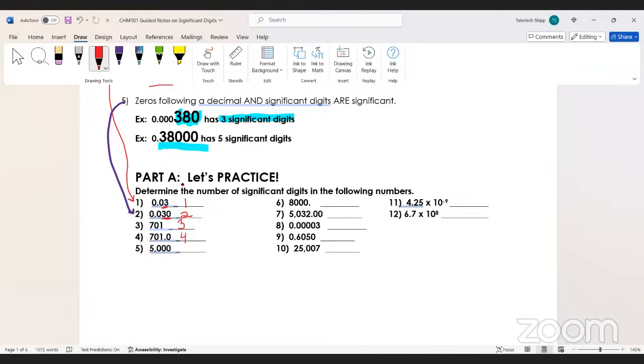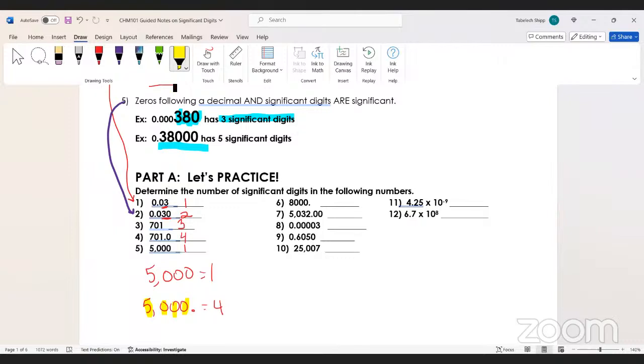Now, in number 5, we have 5,000, okay? But without the decimal. 5,000 without the decimal means we have 1 significant digit. So if I gave you 5,000 here, like in number 5, I only see 1 significant digit. But if I gave you 5,000 and then I put a decimal on the very end, then that would give me 4 significant digits. In this particular case, that means the 5, the 0, the 0, the 0 here, all 4 of those numbers would count, and you would have 4 significant digits.